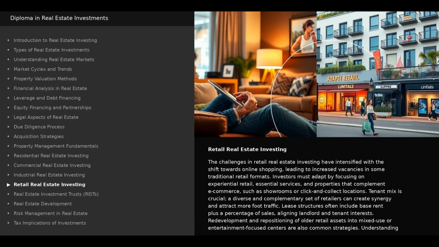Understanding local market demographics, consumer preferences, and the competitive landscape is vital for identifying resilient retail investment opportunities. The ability to innovate and adapt to changing consumer behavior is key for long-term success in this dynamic sector.